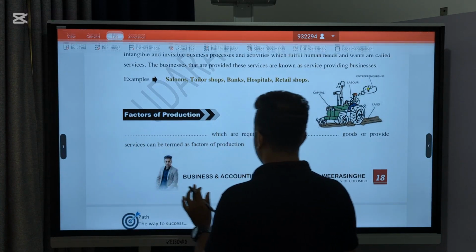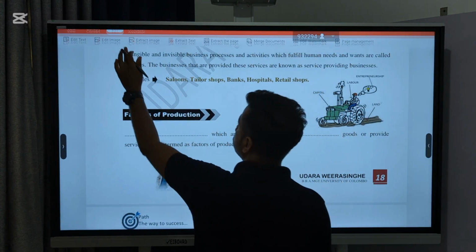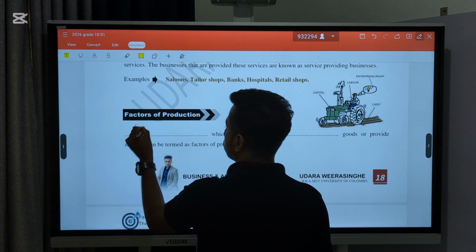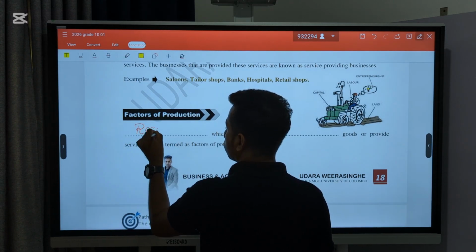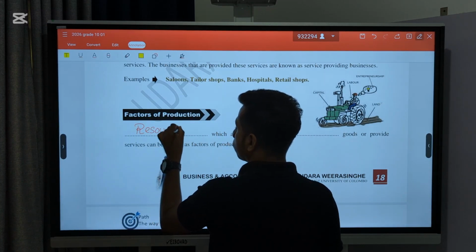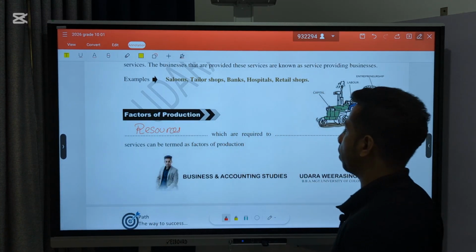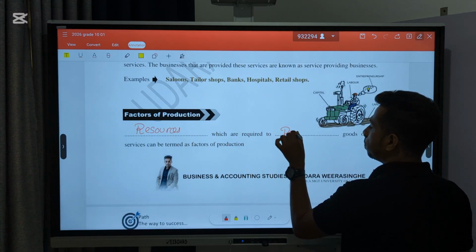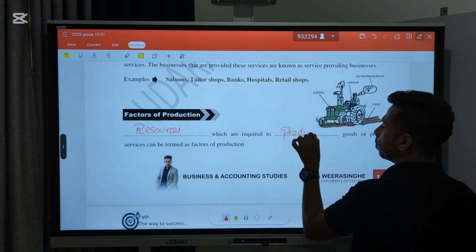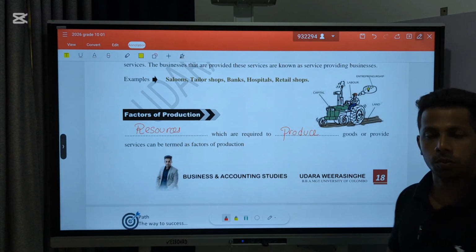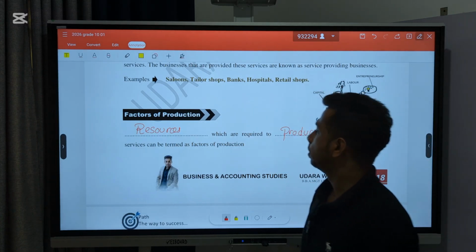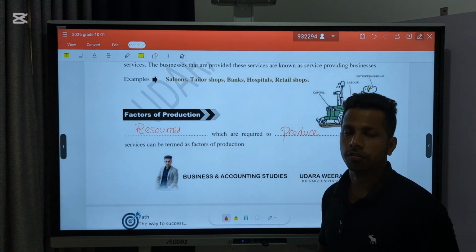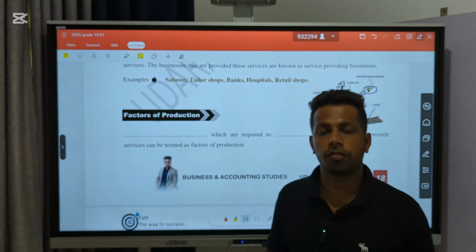Resources which are required to produce goods or provide services can be termed as factors of production. Right, let's start from factors of production.